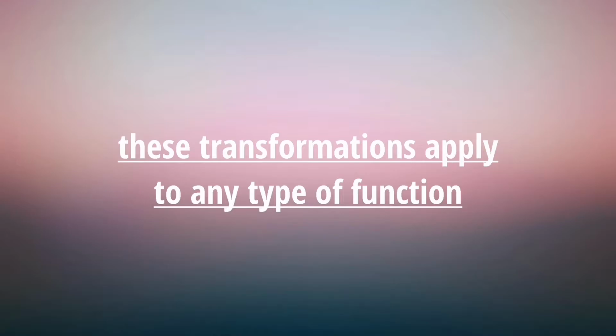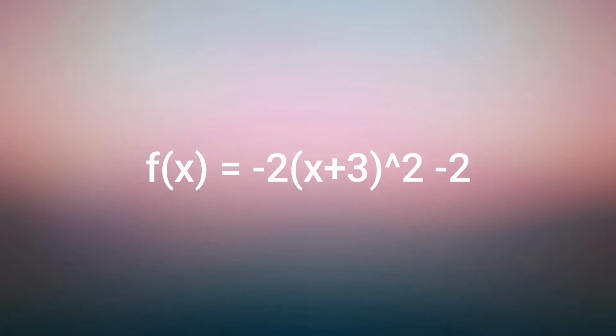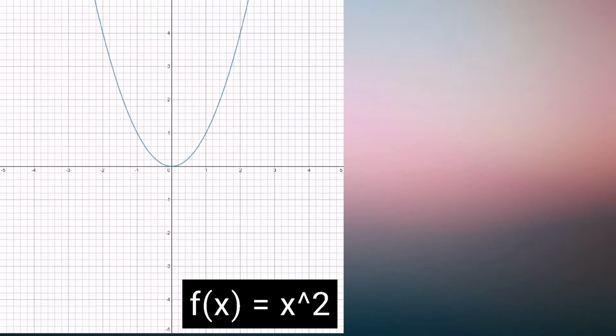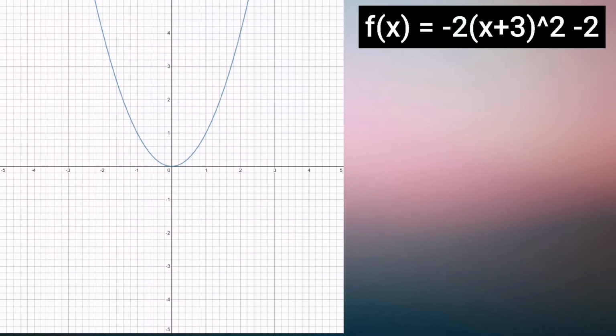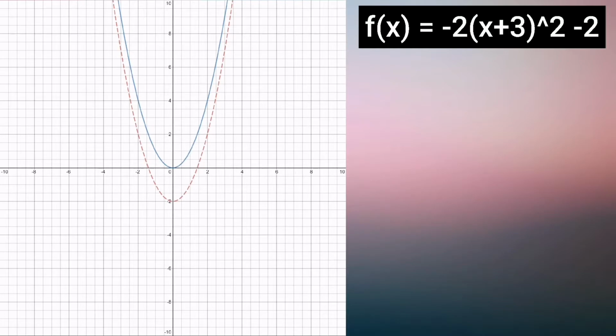Lastly, let's have a look at an example here, where we need to apply several combinations of transformations. Given f of x equals negative 2 times (x plus 3) squared minus 2. Then we do it one by one, starting with x squared. Firstly, notice the constant added to the y value, which is negative 2. It shows that it is a vertical shift. So the graph will move down by 2 units.